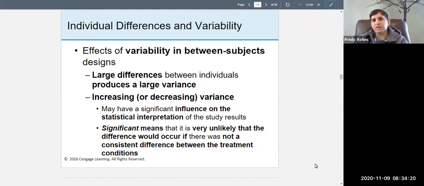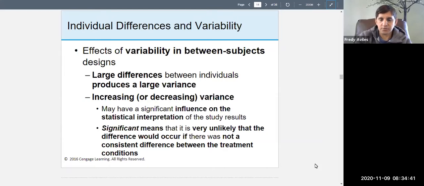Significant means, remember, that it is very unlikely that the difference would occur if there was not a consistent difference between treatment conditions. Significant means that your difference is real. Okay, that it's due to having different groups, different treatments, okay? And it's not due to chance, it's not due to some confounding variable.